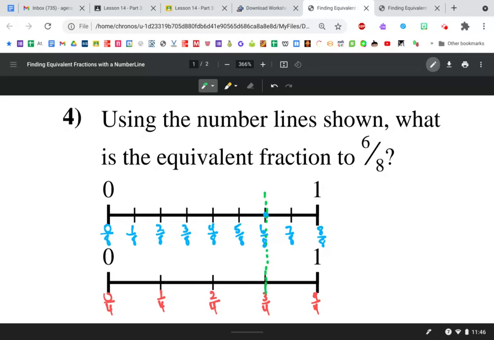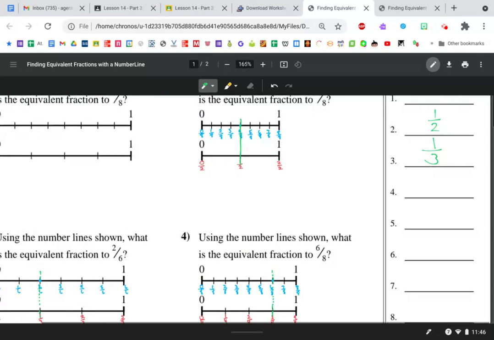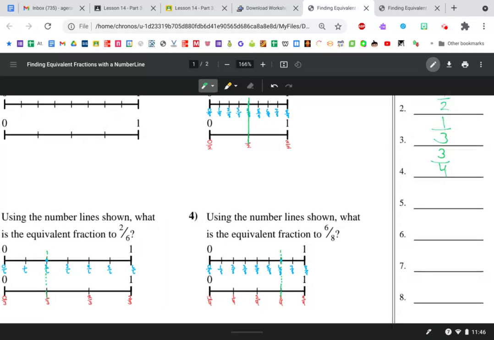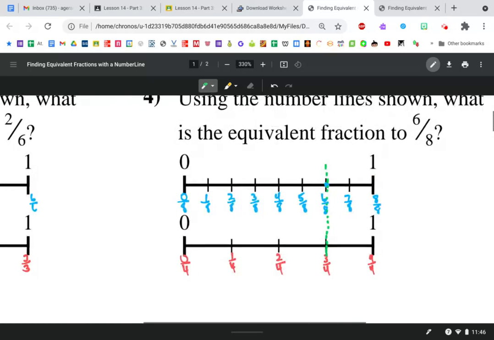Because these number lines are identical, they both start at 0, end at 1, and are the same lengths. So the answer is 3 fourths. That is the equivalent fraction to 6/8. 3 fourths and 6/8 represent the same value, the same amount. So let's go ahead and write on number 4, the answer is 3 fourths. And let me just show you here.